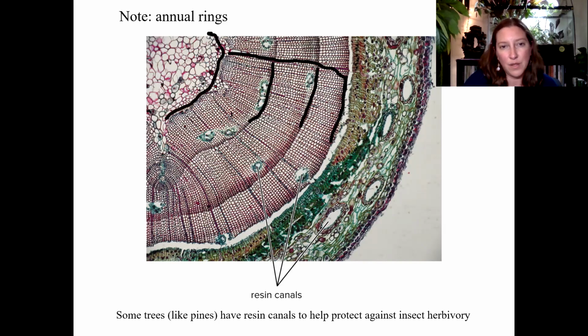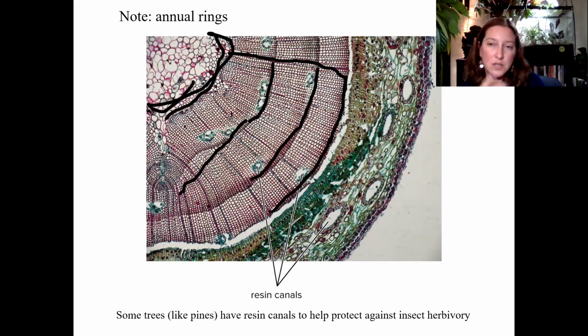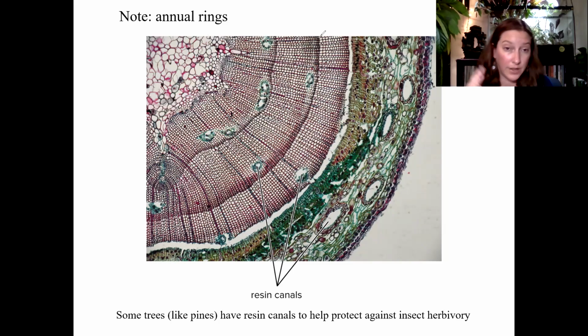And there's pith located here in the middle. 1 ring, 2 ring, 3 ring. We know this tree is at least 3 years old, right? Because we see 3 rings of secondary xylem. In all likelihood, it's much, much older than that because it takes a long time for most trees to get old enough to even make the secondary structures. But we could say at least 3 years old at the very least.